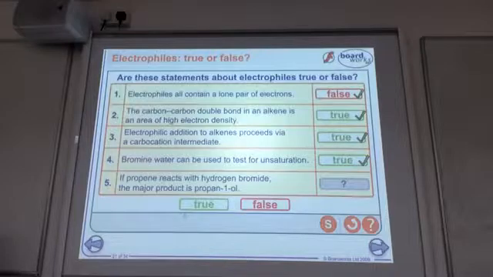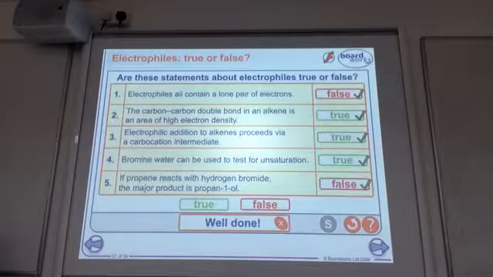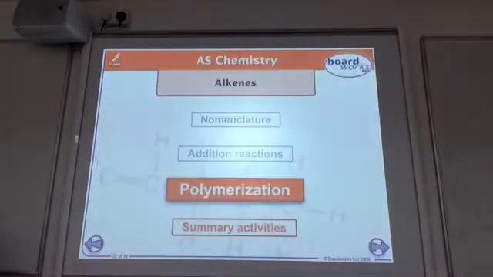There's only one more left. If propene reacts with hydrogen bromide, the major product is propan-1-ol. Who to pick on? I'm not sure. Nobody looks like they want to answer. You're all staring down at your books. Angie, what do you think? Do you think false? You think correct? Definitely not that difficult. So, hopefully we know all about addition reactions. It's just a little recap, really. Okay, make sure that you're all still with me.